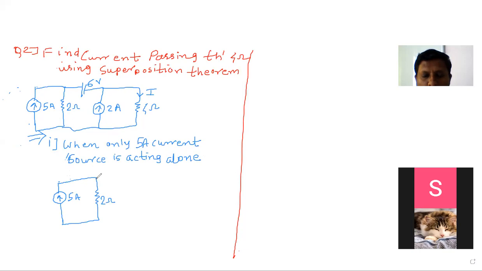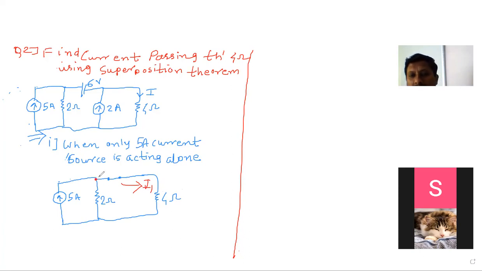Now the 6 volt source, what do we have to do? Short circuit. Yes, very good. So other voltage sources you have to short, and other current sources you have to open. So the 2 ampere current source is also open. Only the 4 ohm will come. Now the current passing through here will be named I1. This current I1 we have to find out.